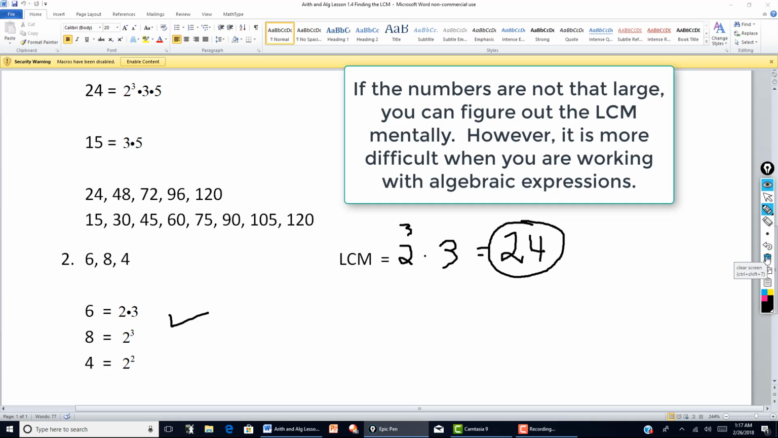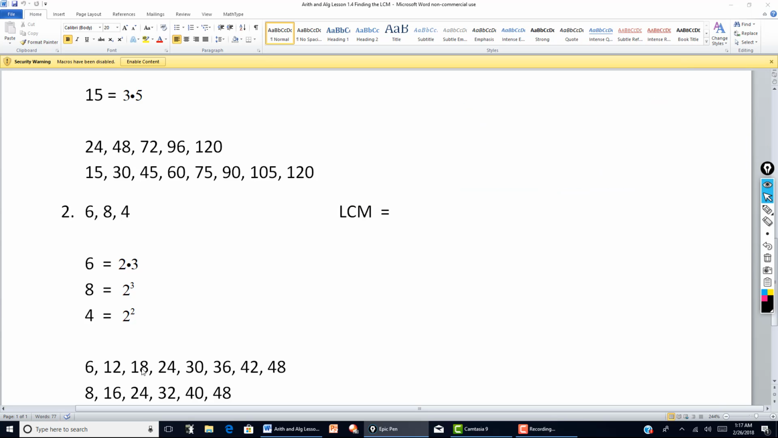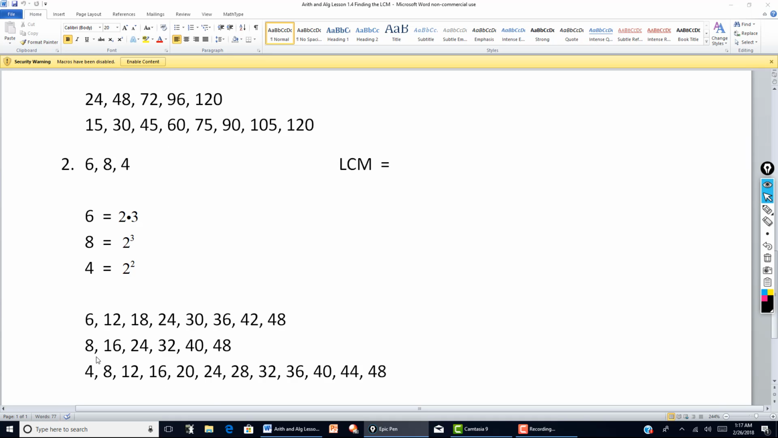Now we clear this, and if you want to list the multiples of 6, add 6 again, keep adding 6 and get all the multiples. And then you do the same thing with the 8, add 8, 16, add 8 again, 24, all the way up. And then 4 plus 4 is 8, plus 4 is 12, and so on. So you keep on going until you get a number that appears in all three listings. So you can see that 48 is here, 48 is here, 48 is here.